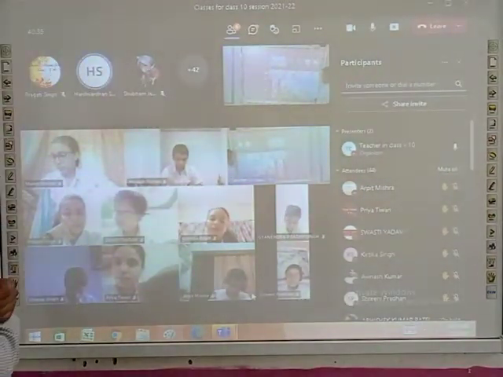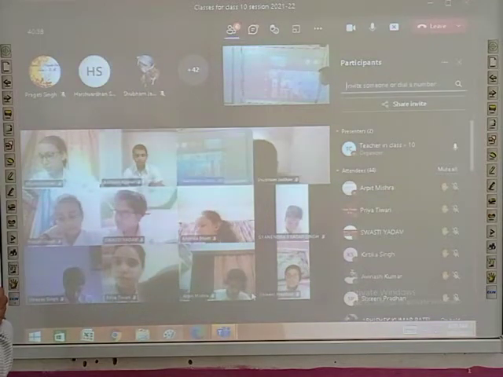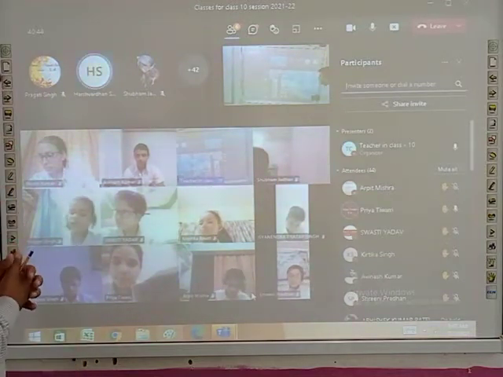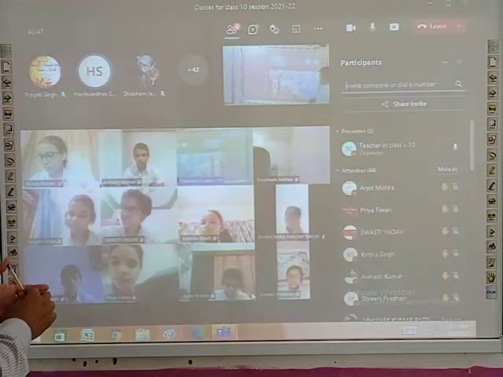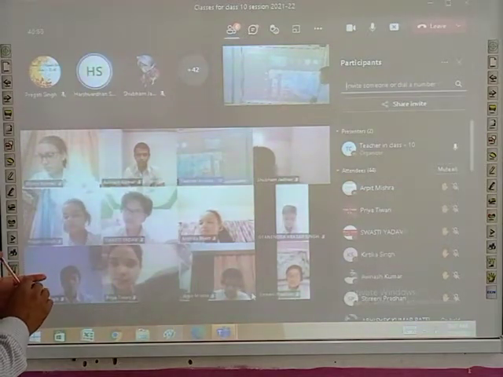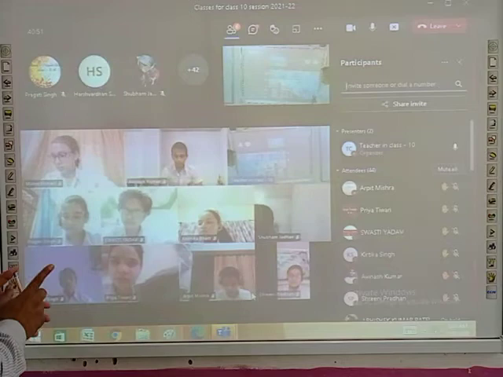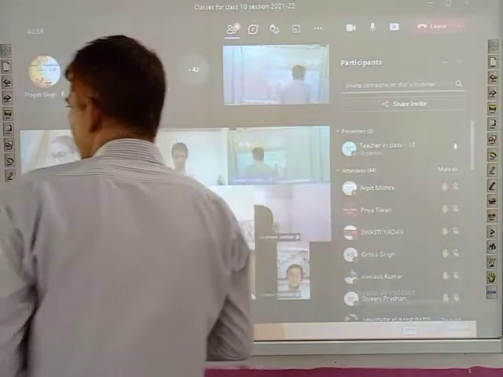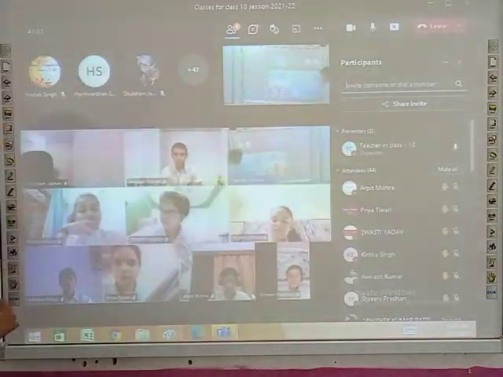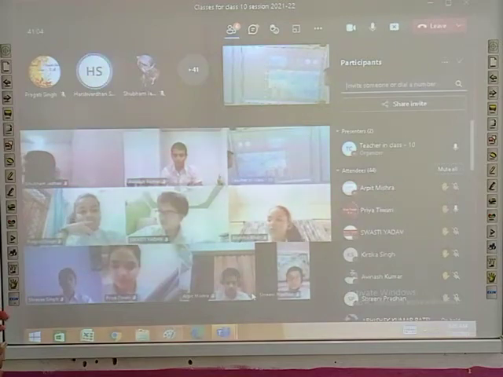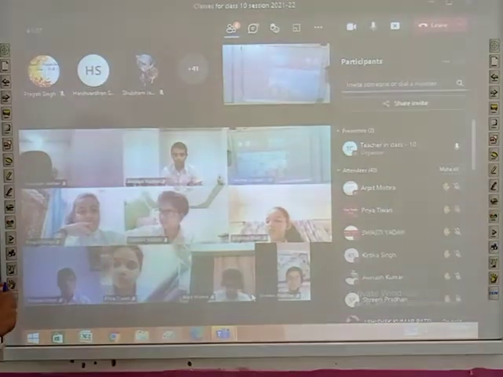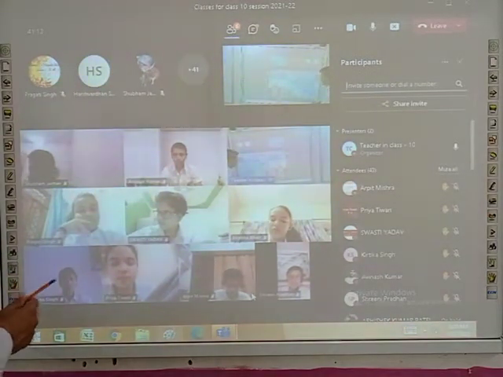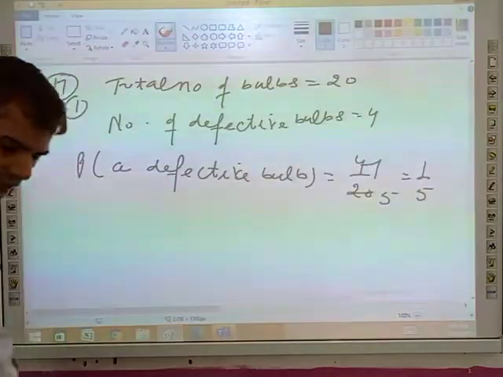When you find out the probability, please check that your numerator will be less than or equal to the denominator. Your numerator can never be greater than the denominator. If the numerator is greater than the denominator, your probability will be greater than 1. That is impossible. And probability can never be negative.